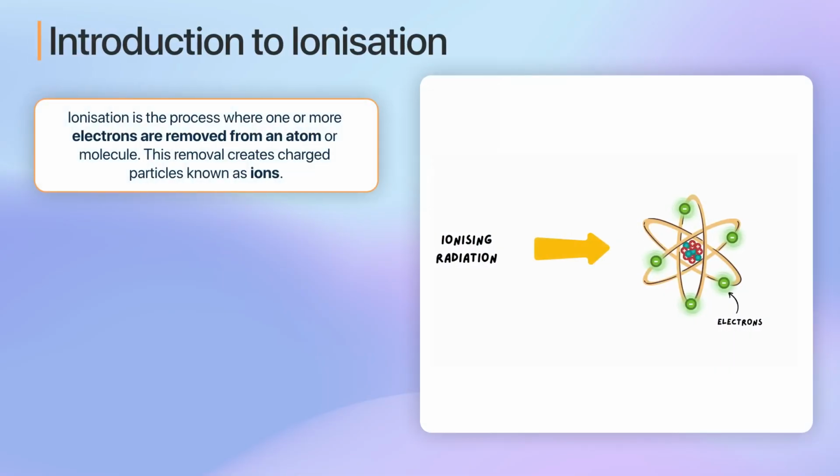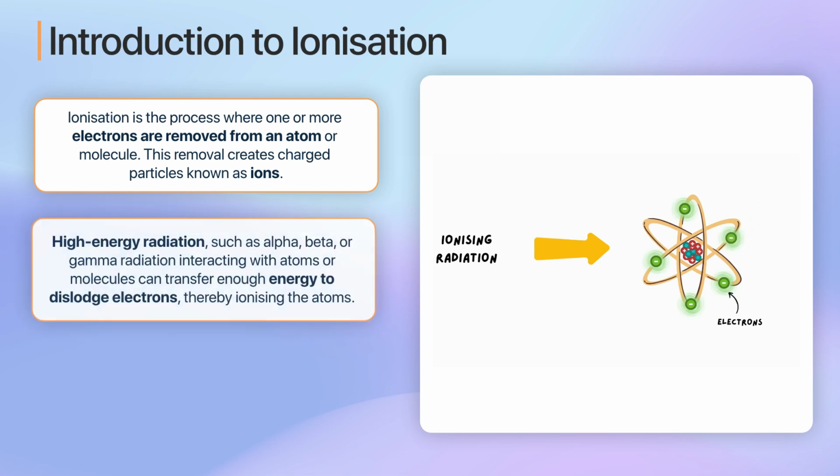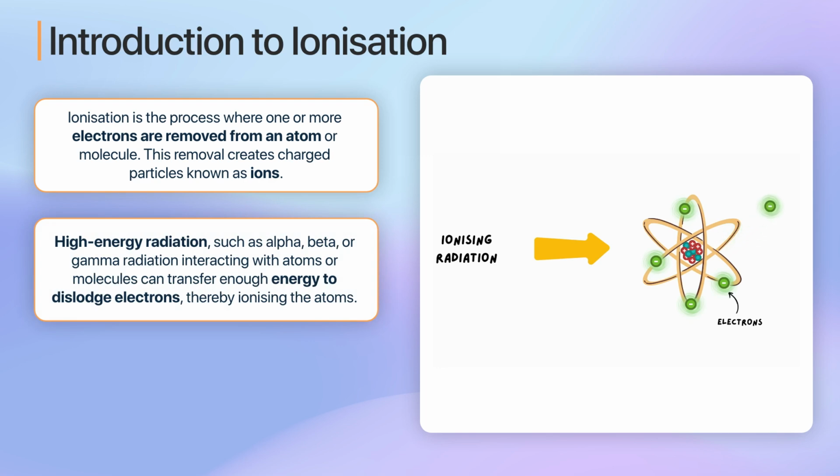Ionization refers to the process where one or more electrons are removed from an atom or molecule. This removal creates charged particles known as ions. When high-energy radiation, such as alpha, beta, or gamma radiation, interacts with atoms or molecules, it can transfer enough energy to dislodge electrons, thereby ionizing the atoms. Ionizing power indicates how effectively radiation can cause ionization. Let's examine the ionizing power of alpha particles, beta particles, and gamma rays.